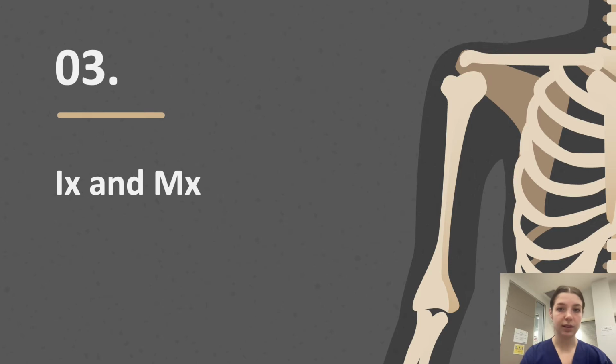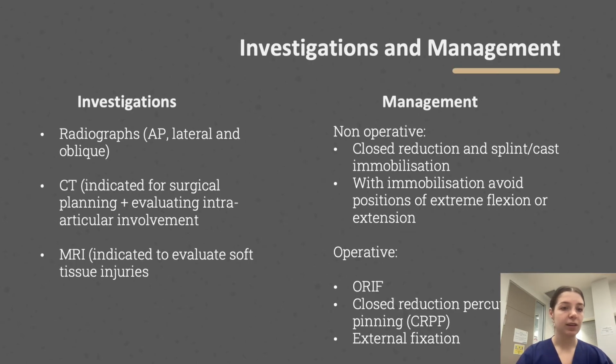Moving on to investigations and management. Your main investigation is going to be imaging. So typically you always start with your x-ray in 3 views: AP, lateral and oblique. CT is indicated for surgical planning if you believe that this is going to need surgery, and for evaluating the intra-articular involvement of the fracture. MRI is not typically used, but it is indicated to evaluate soft tissue injuries.